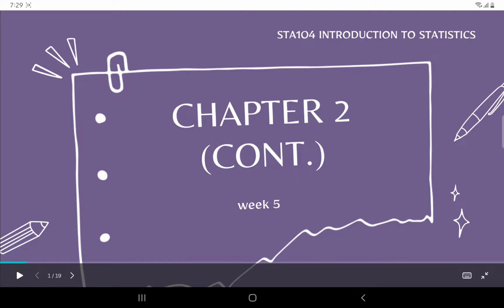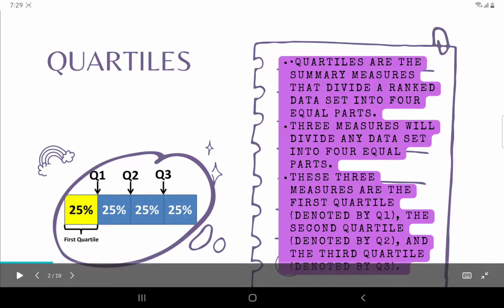Okay, we are still in chapter 2. We continue with the first subtopic, which is about quartiles. The position of grouped data or ungrouped data can be measured by the first quartile, second quartile, and third quartile. They are denoted as Q1, Q2, and Q3 respectively.